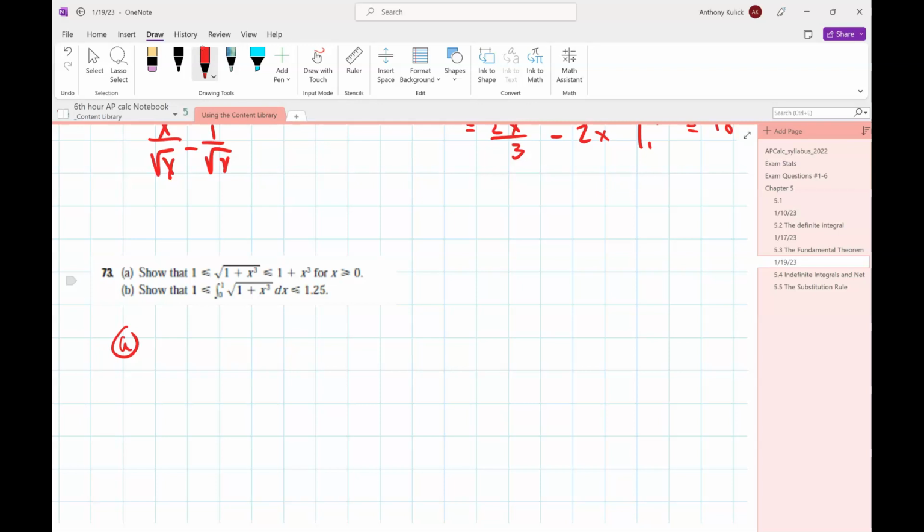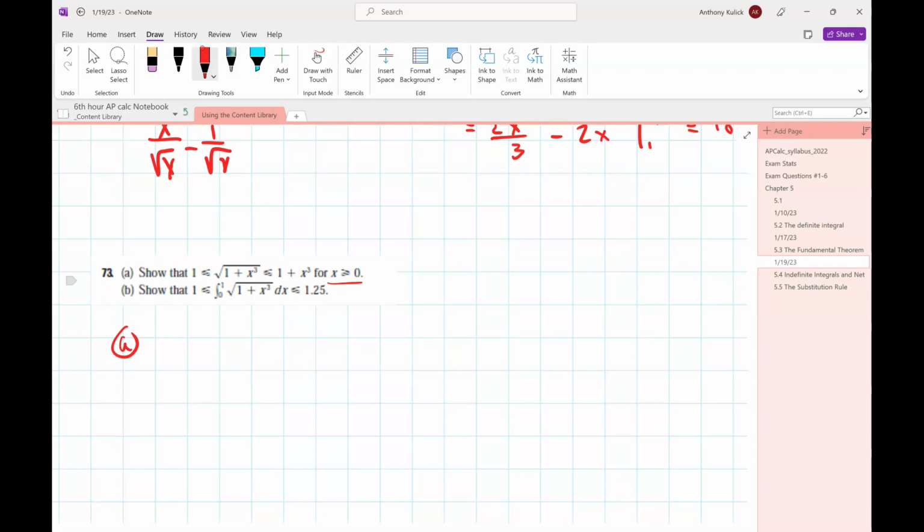Is 1 less than or equal to the square root of 1 plus x cubed? Well, definitely, right? Because provided x is greater than or equal to 0, you're always going to be adding, you always have a little bit more than 1. Square root of something more than 1 is going to be more than 1. So that's good.